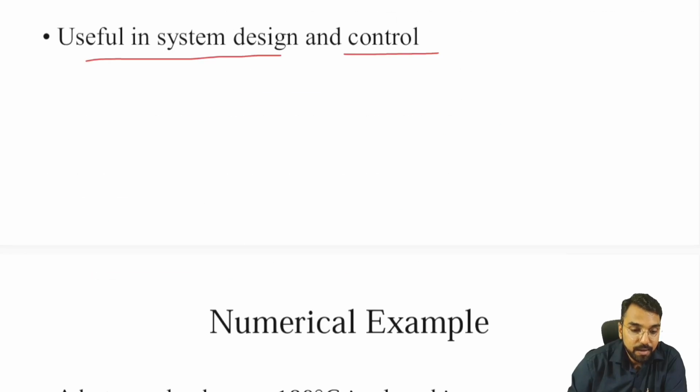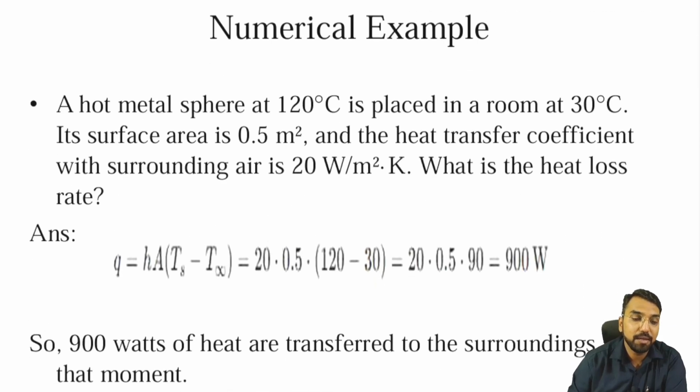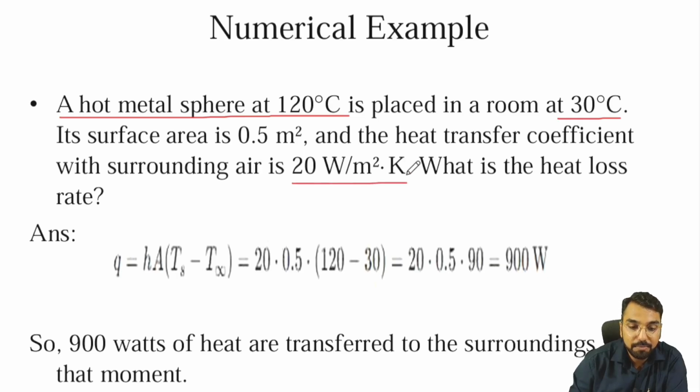Now we are going to see one numerical example on Newton's law of cooling. A hot metal sphere at 120 degrees Celsius is placed in a room at a temperature of 30 degrees Celsius. The surface area of this metal sphere is 0.5 square meters. The heat transfer coefficient with the surrounding air is 20 watts per square meter Kelvin, which is the h value. The heat loss rate is asked.